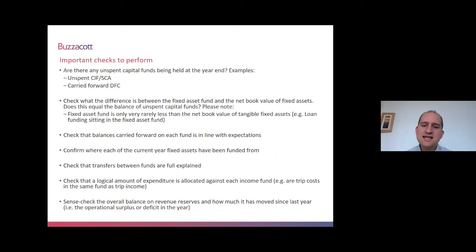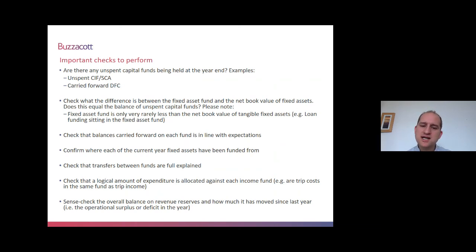And then that links into being able to explain all of the transfers between funds. So all of the transfers between funds should be an explained figure. So why are you transferring money from one fund to another? Either because you're purchasing fixed assets out of a different fund, etc. Do those transfers make sense, and are they fully explained?